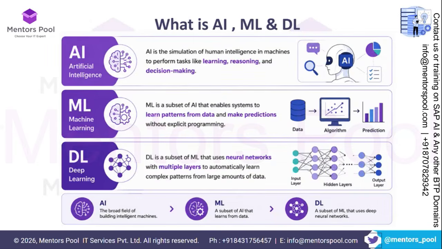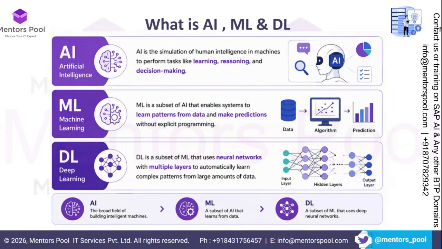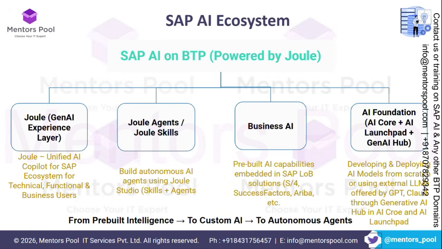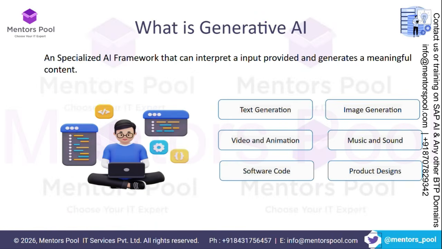So we are going to quickly understand what is AI, what is ML, what is DL, what is the difference between machine learning and deep learning, and in the SAP ecosystem, what are the different domains we have of AI. Guys, we are also going to go into the system and do things.